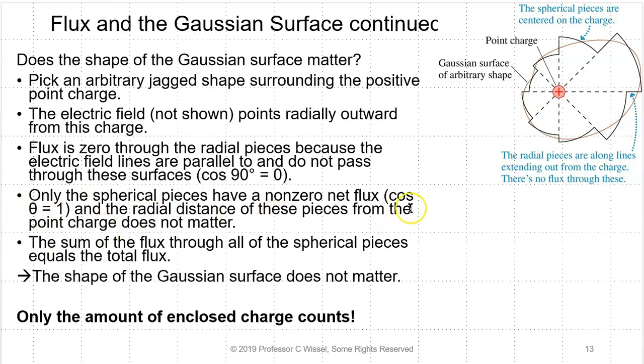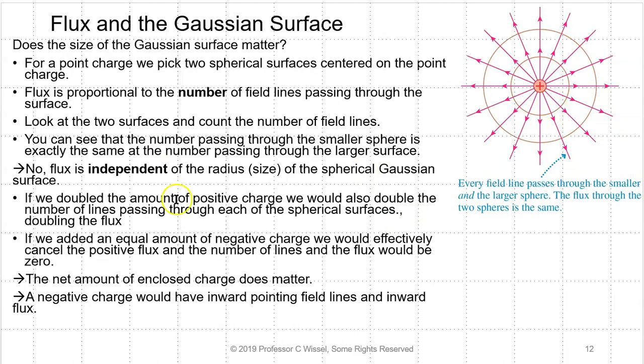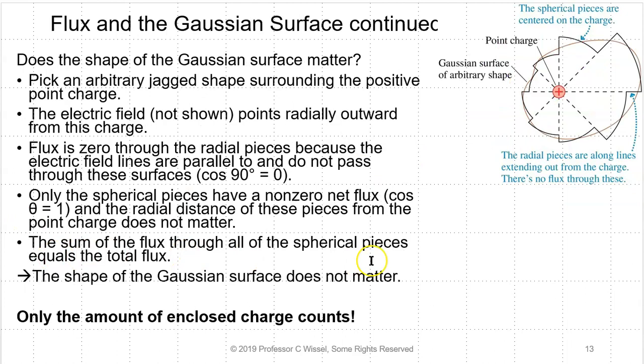And the radial distance of these pieces from the point charge does not matter, because that's what we answered in this question right here. So the sum of the flux through all the spherical pieces equals the total flux, and the shape of the Gaussian surface does not matter. Only the amount of enclosed charge counts. So this means you're free to pick any shape you want as long as it's enclosed.